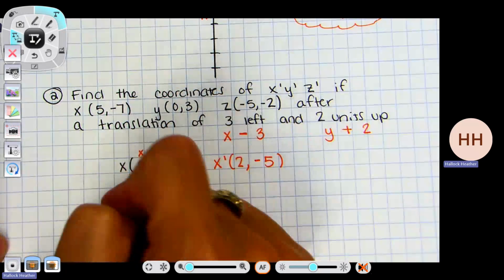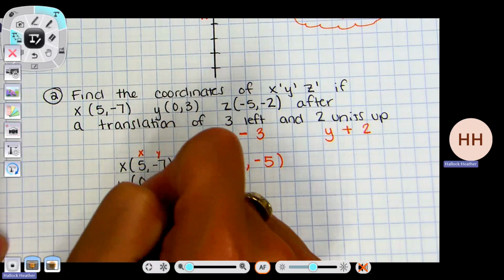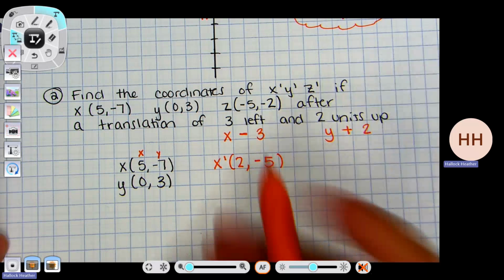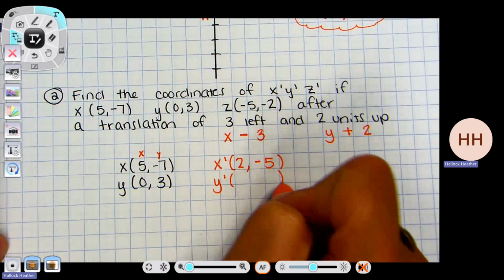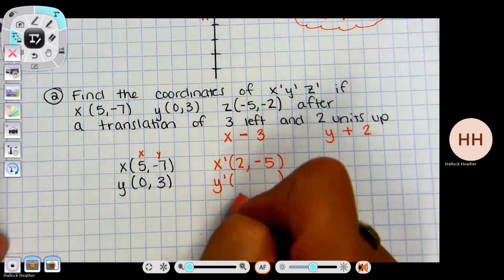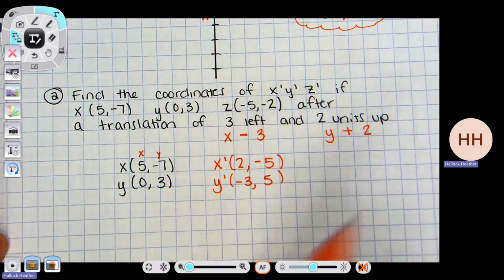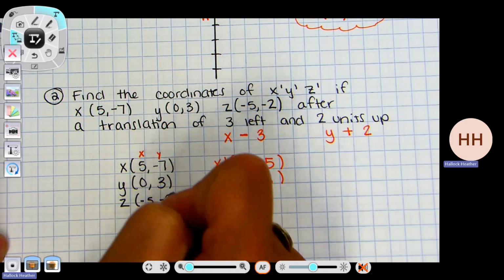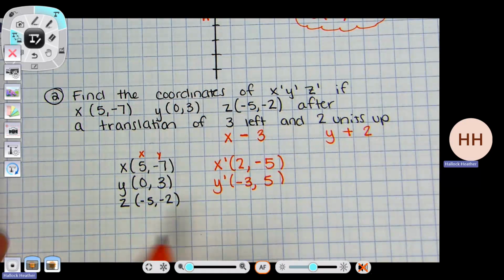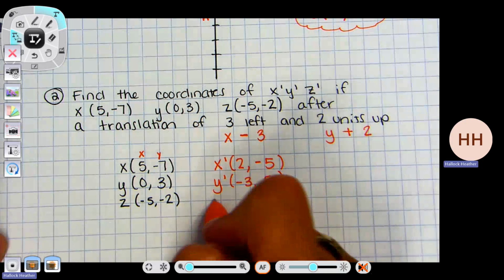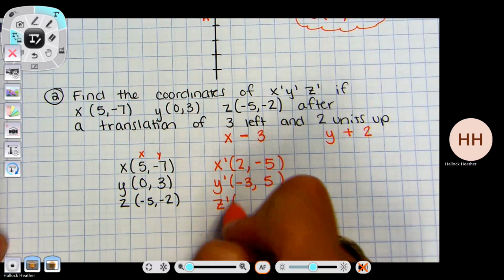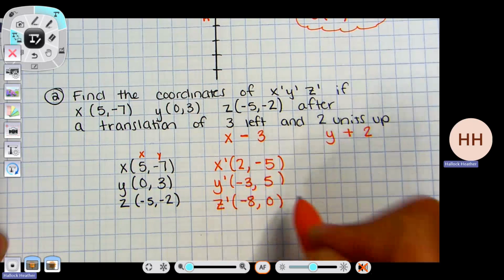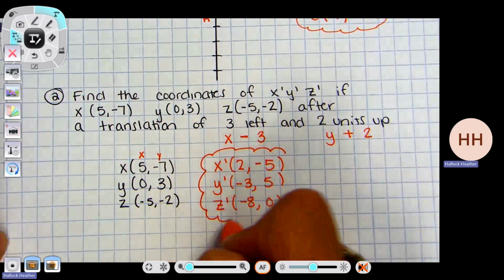If the original Y was 0, 3, and I'm using the same rule, I'm going to minus 3 from the x, I'm going to add 2 to the y, where would Y prime end up? -3 and +5. And then last but not least, the original Z was at -5, -2. I'm subtracting 3 and I'm adding 2. So where would I end up? What'd you say? -8, 0. So these are my answers.